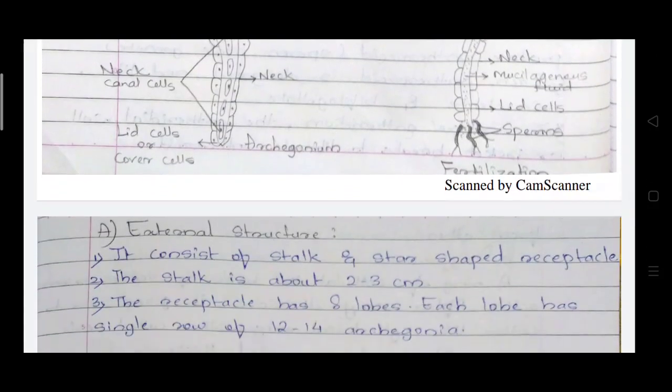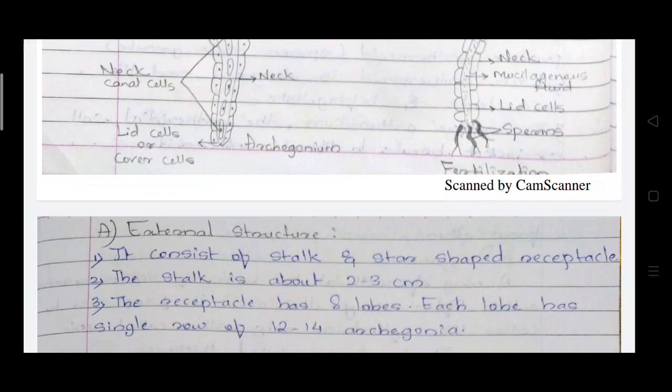So externally the Archegoniophore consists of the stalk and a star-shaped receptacle. The stalk is about 2 to 3 centimeters. So this is the identifying character of the Archegoniophore, that is the star-shaped receptacle. In the Antheridiophore, it is not star-like, it is just a receptacle, and in the female it is the star-shaped receptacle.